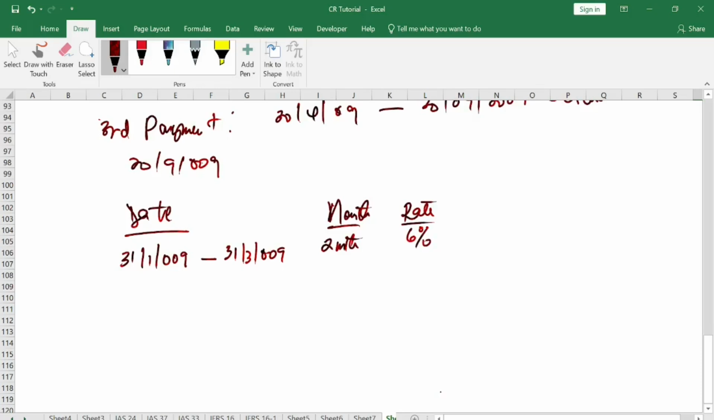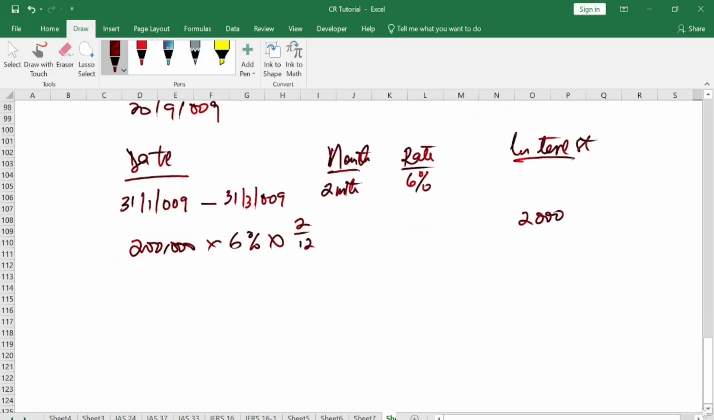So here you will have your interest. How do you get it? The loan was 200,000, and the interest on the loan was 6%, and we invest the money for 2 months before the first payment was made. So when you calculate this, you will have 2,000. So this money was invested.